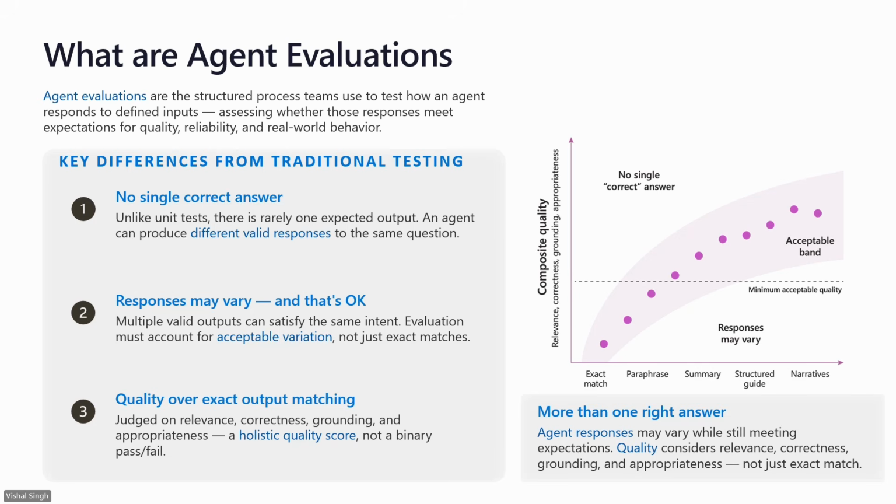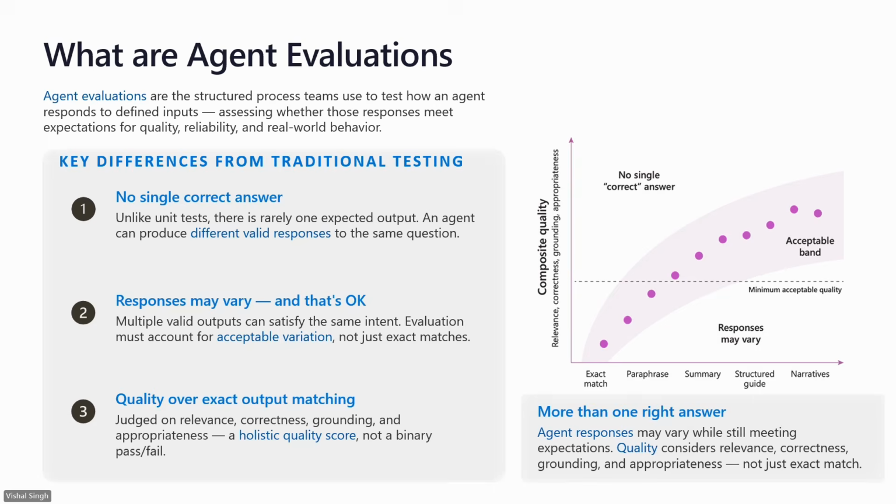Quality over exact output matching. So instead of a binary pass or fail or a text comparison, we judge responses on a set of qualitative dimensions, which are the relevance, correctness, grounding in the right data, and appropriateness for the business context. And we'll go deeper into these dimensions in one of the next sections. So we have to think of it as a rubric, not a checklist.